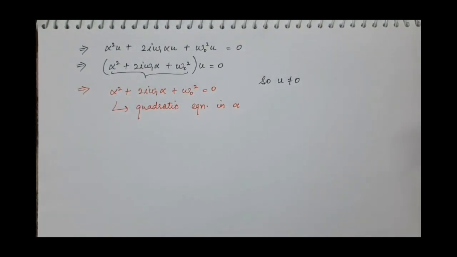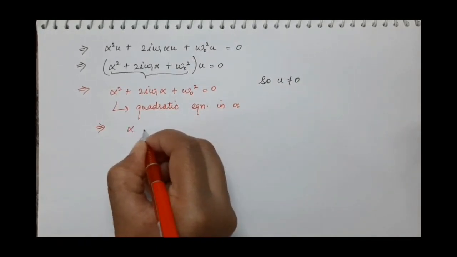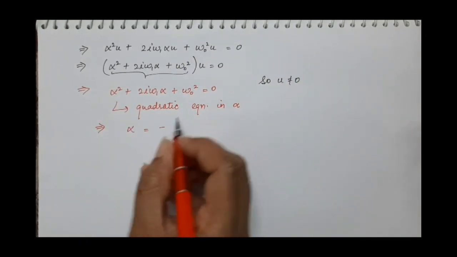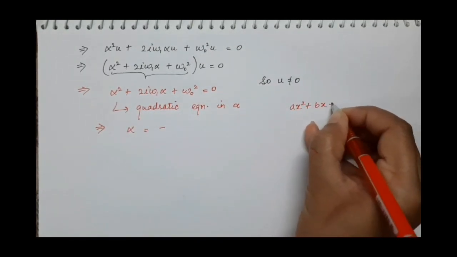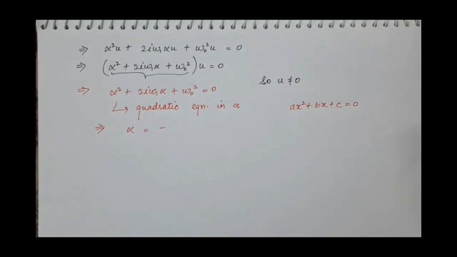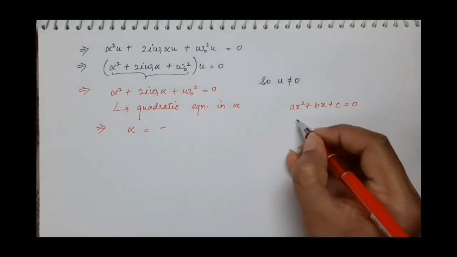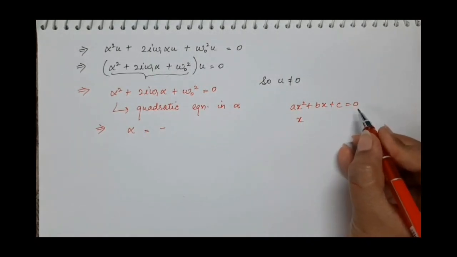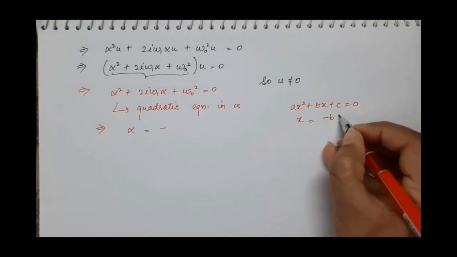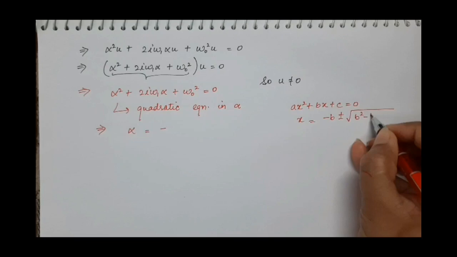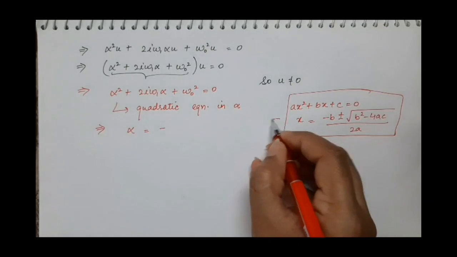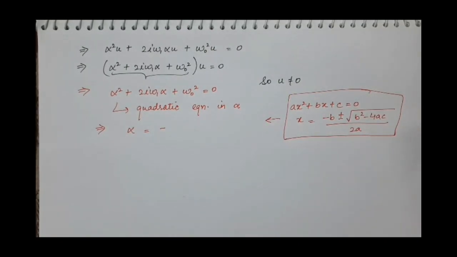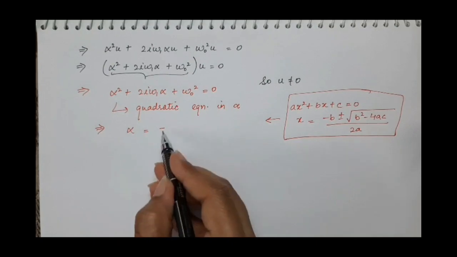To find the value of alpha, we know that the value of alpha will be minus b. And what is the value of b here? b means ax square plus bx plus c equal to 0. If this is the general quadratic equation, what will be the value of x? The value of x will give you the roots of this quadratic equation. And x will be equal to minus b plus minus root b square minus 4ac upon 2a. Use this formula here.